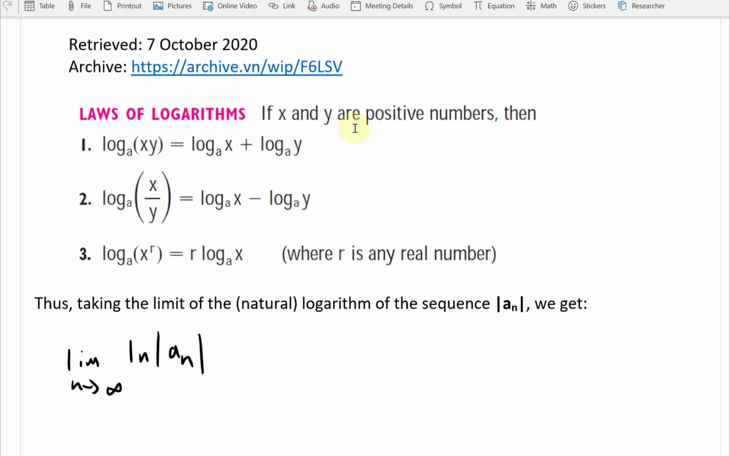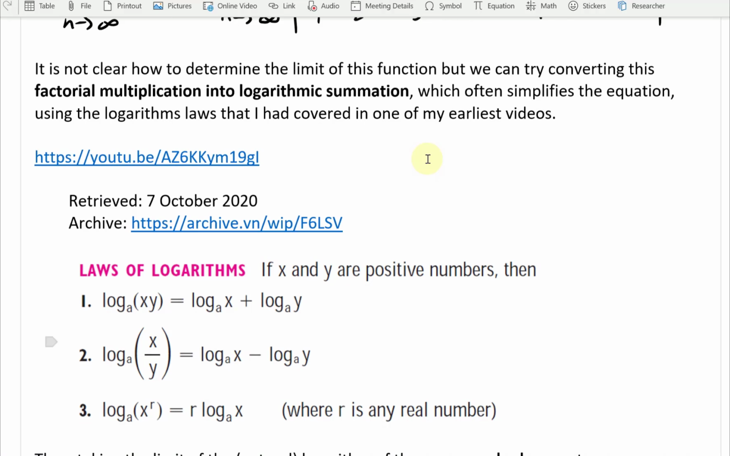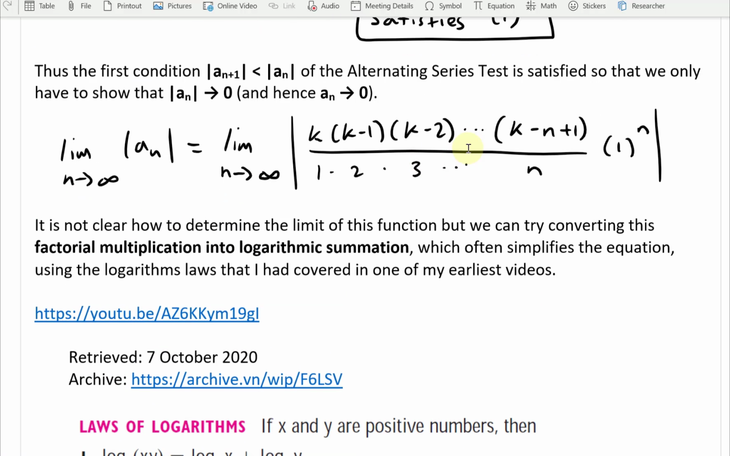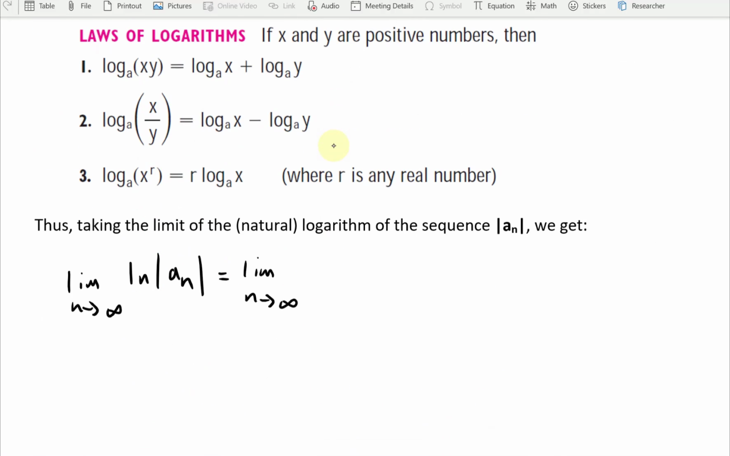So we get positive numbers inside. Now the limit of this one all in there equals the limit as n approaches infinity, and now we have the ln. If we take the ln of this, we can convert this entire multiplication, and this one just goes to 1. 1 to the power of n is always going to be 1. And now we have these all lined up. I'm going to write these all together as a logarithmic summation. So that's why I had written that like that.